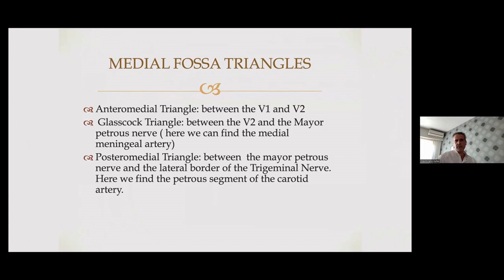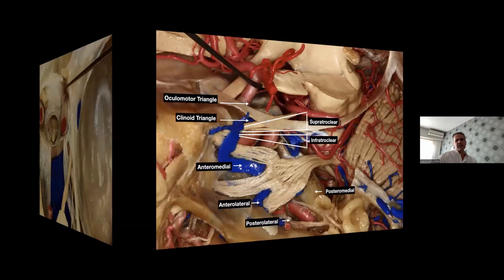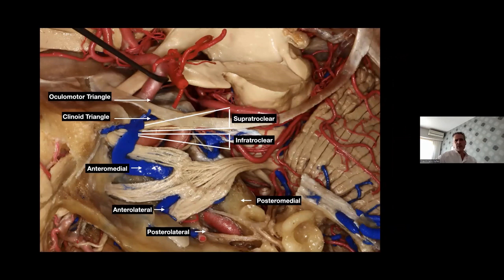Here, this is the roof of the cavernous sinus, and these are the different triangles from the top to down: oculomotor triangle, clinoid triangle, supratrochlear, infratrochlear, anteromedial, anterolateral, posterolateral, and posteromedial, or Kawase approach.